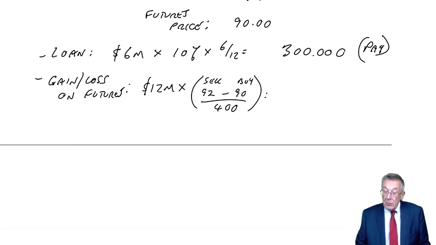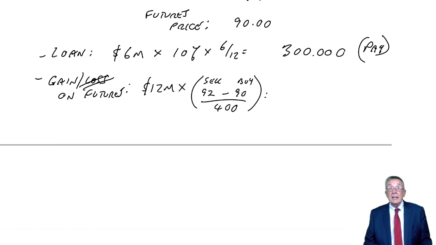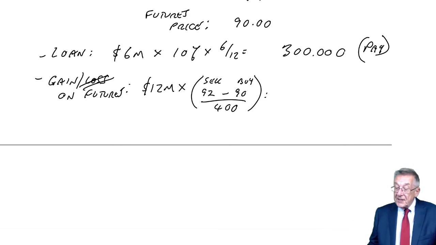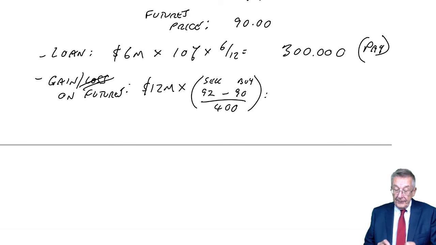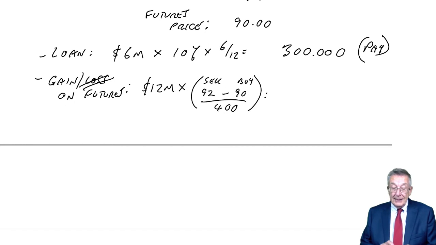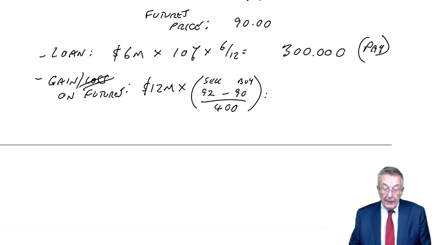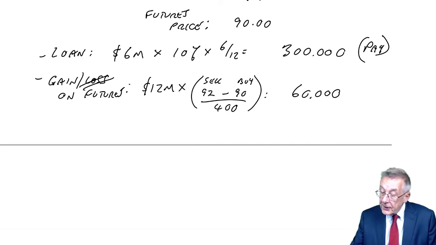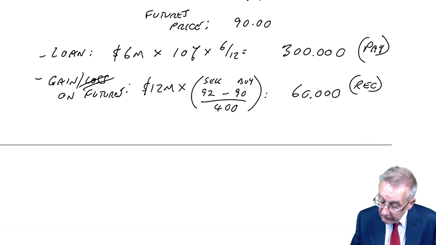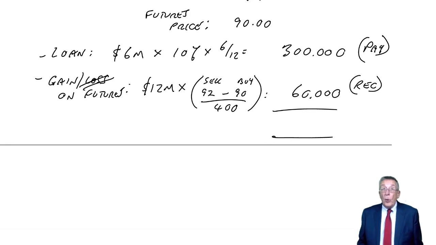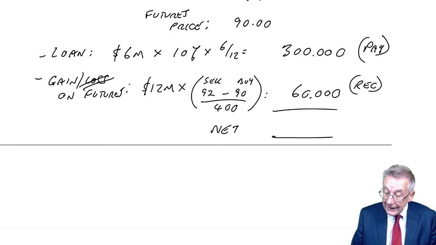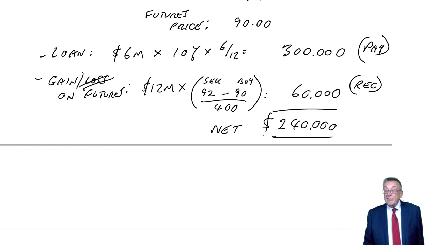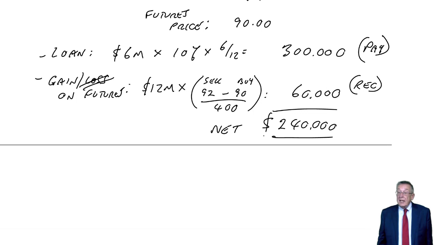And so how much would that be? Well, first of all, it'll be a gain, obviously. We're selling at a higher price. 92 minus 90, the 2%, divided by 400, as applied to 12 million, is 60,000. It's a gain, so there's a receipt of 60,000, and therefore the net cost is 240,000. So arithmetically, I hope that's clear.